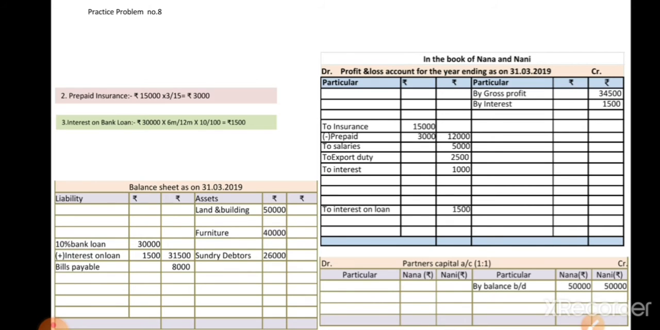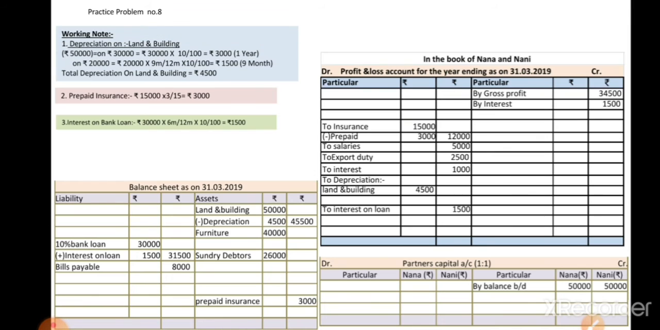Student, the second effect of it we show in the balance sheet asset side, because prepaid insurance is a current asset. So on the asset side we show it as prepaid insurance, amount 3,000. I hope your concept is clear. Now the third adjustment is depreciation on land and building at the rate of 10%. We know how it is calculated. Here we directly show the depreciation amount of rupees 4,500.